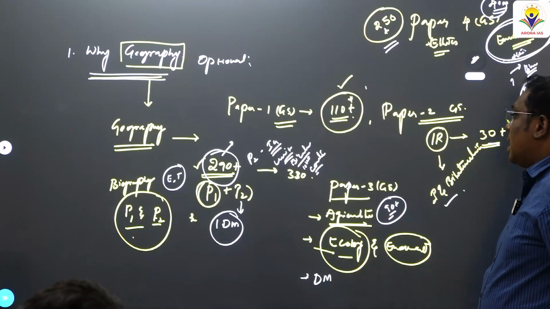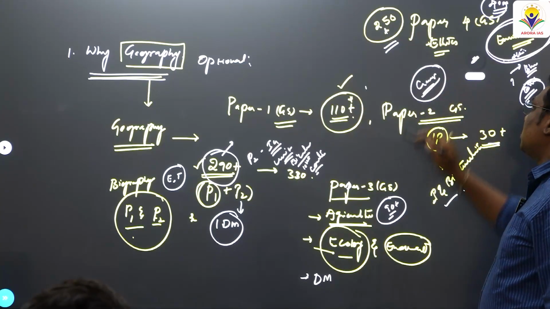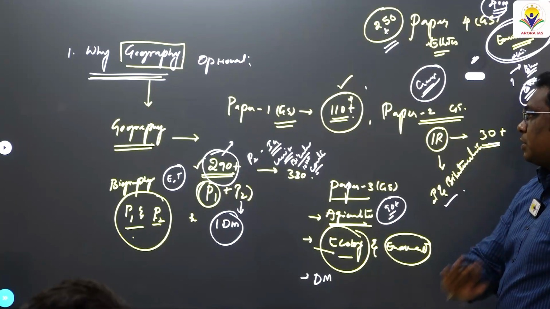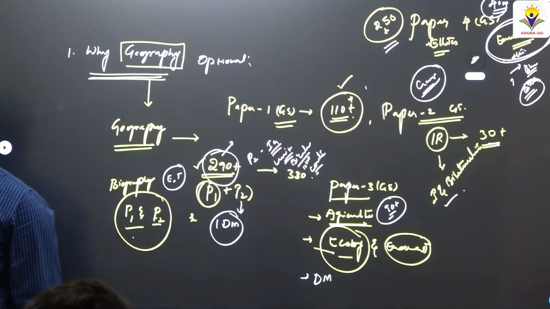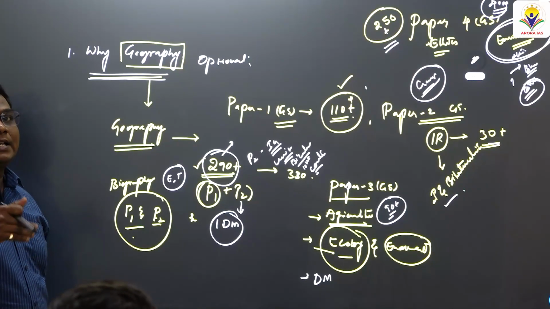No, never. Geography is the best optional. That's why you have chosen geography, and we have started geography optional classes. That will be one of the best positive universal signs that you are going to fetch at least 220 marks in the general studies without extra burden.